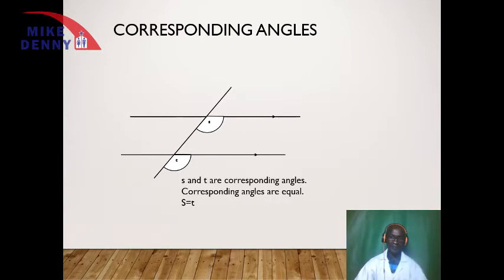Corresponding angles. If you have two parallel lines cut across again by a straight line, we call these angles, look at them carefully, they look the same. They are called corresponding angles. The positions look alike. They are called corresponding angles. And corresponding angles are the same. So S is the same as T.